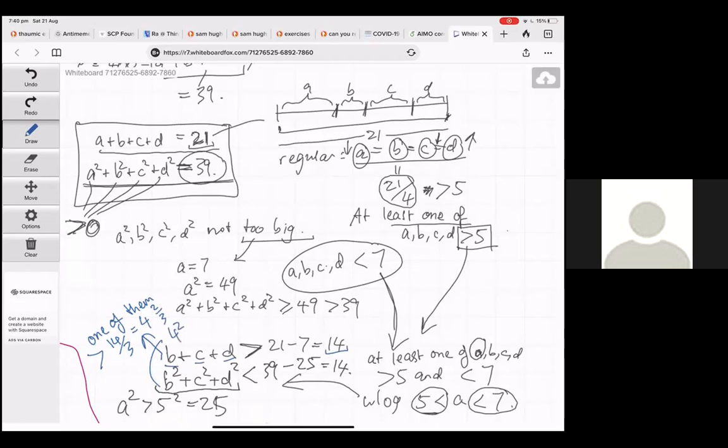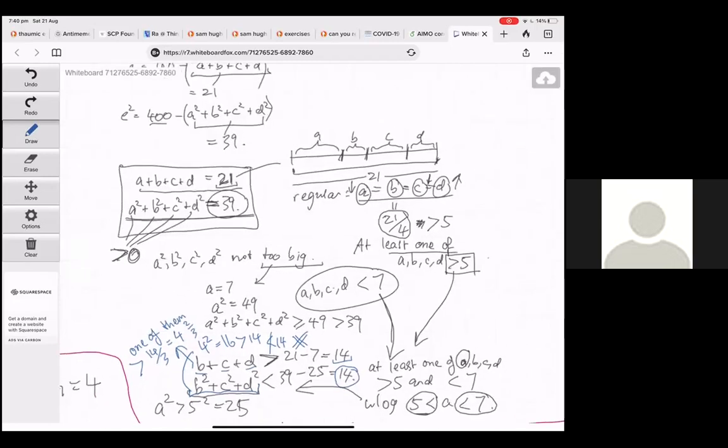But then 4 squared is already equal to 16, which is bigger than 14. So it's not possible that when you square everything and add it up, you'll get something smaller than 14. And that leads to a contradiction. That's the symbol I like to use for contradiction. Okay, so that can't work.